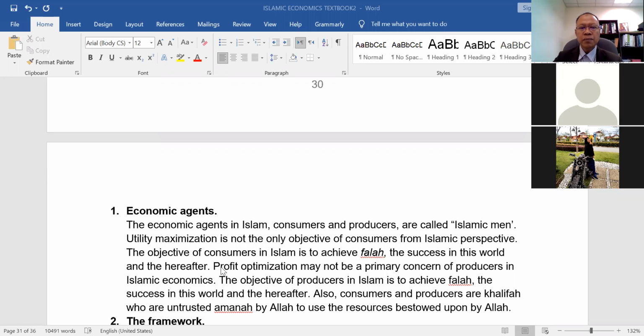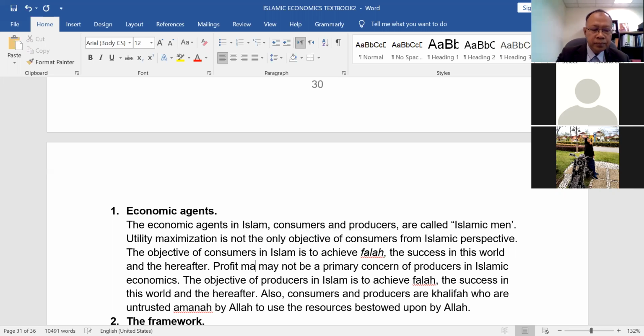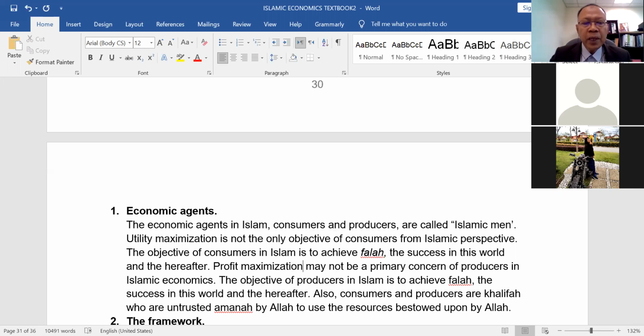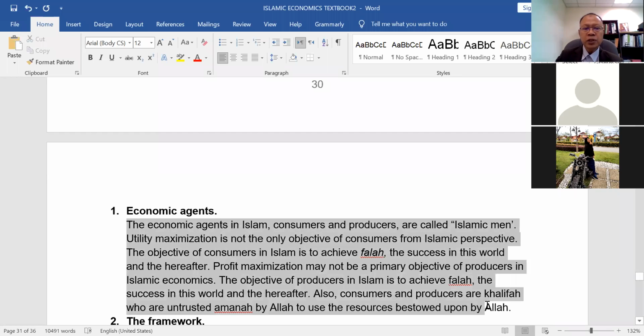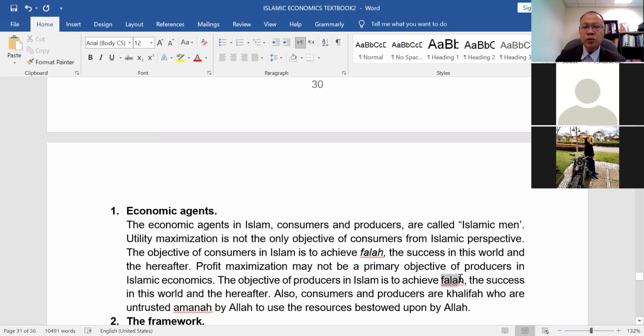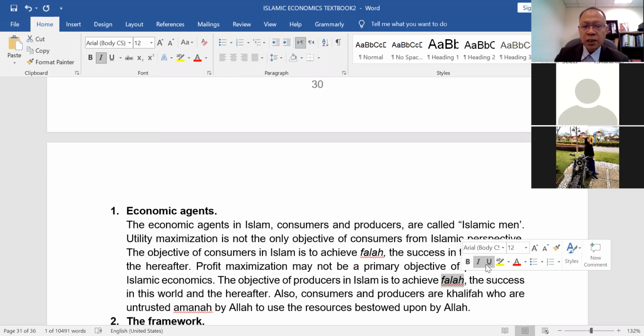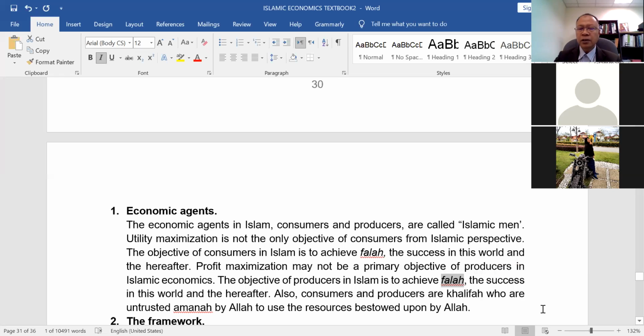The other agent, producers. The primary objective of producers is not necessarily to maximize profit. So profit maximization may not be a primary objective of producers in Islamic economics. The objective of producers in Islamic economics is to achieve falah, just like the consumers. The producers in Islam have the objective to achieve falah, which is to obtain the success in this world and the hereafter.